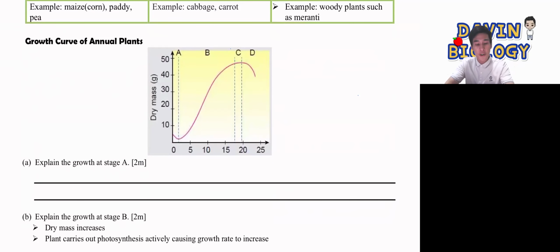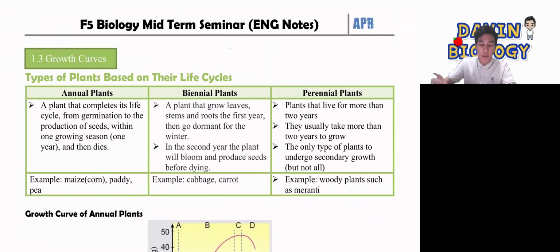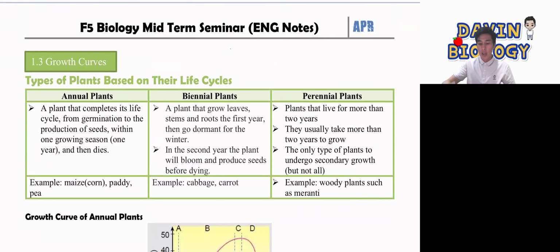Now, in growth curves there are 3 types of plants: annual plants, biennial, perennial. Very simple. Basically, there are plants with different lifespans. Annual means they live for 1 year, then they die. Biennial, 2 years. Perennial means more than 2 years. Please don't say 3 years. They live for more than 2 years, depending, some 5 years, some even 10 years.